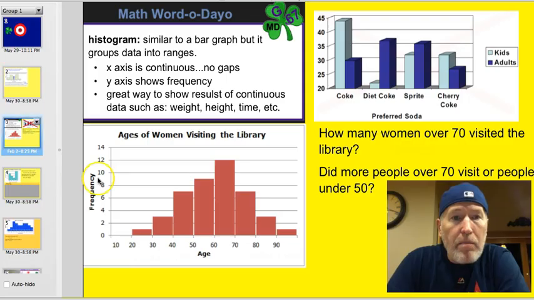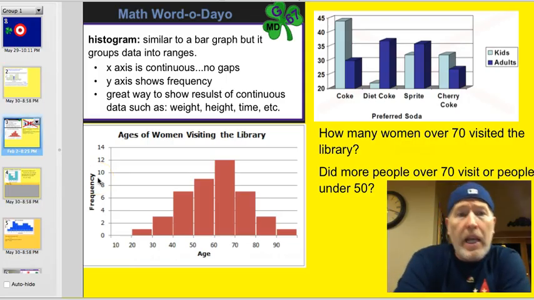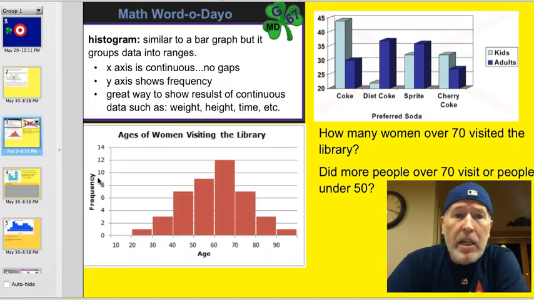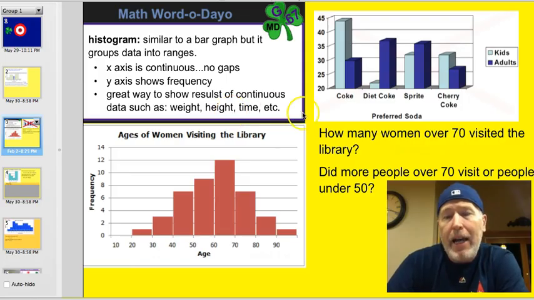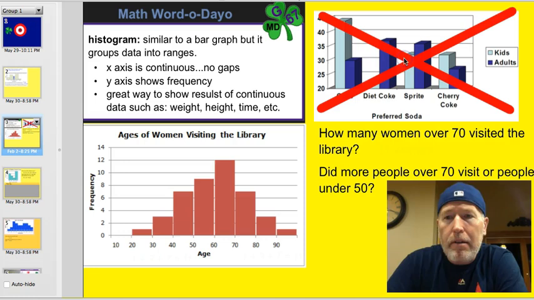Let's take a look at our word of the day. Histogram: similar to a bar graph, but it groups data into ranges. Remember that the x-axis is continuous. There are no gaps from 10 to 90. The y-axis shows the frequency. It's a great way to show results of continuous data such as weight, height, time, etc. Temperature was another one. How about this one though? Coke, Diet Coke, Sprite. Is this a histogram? No way. These are discrete individual categories.